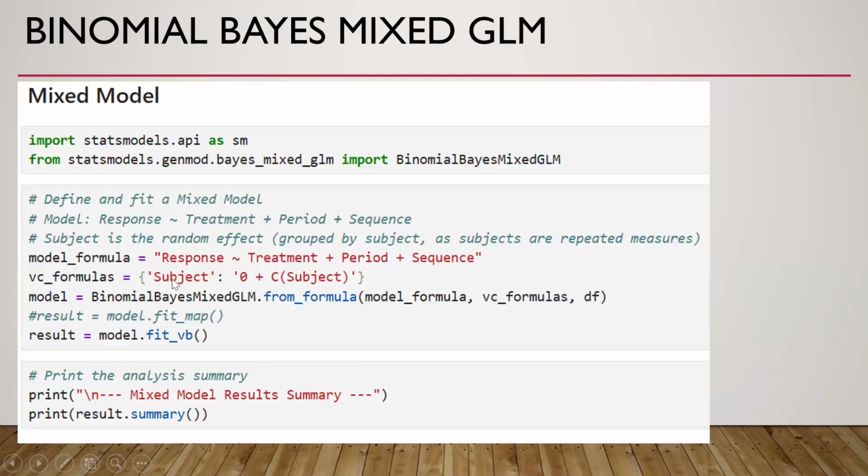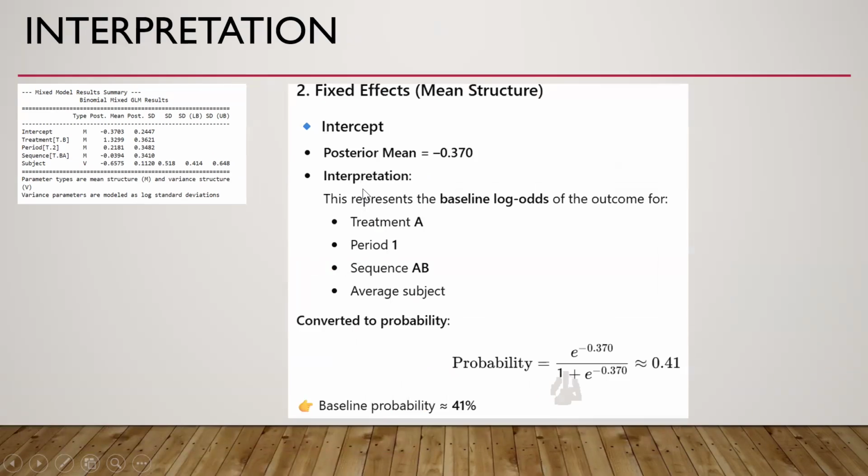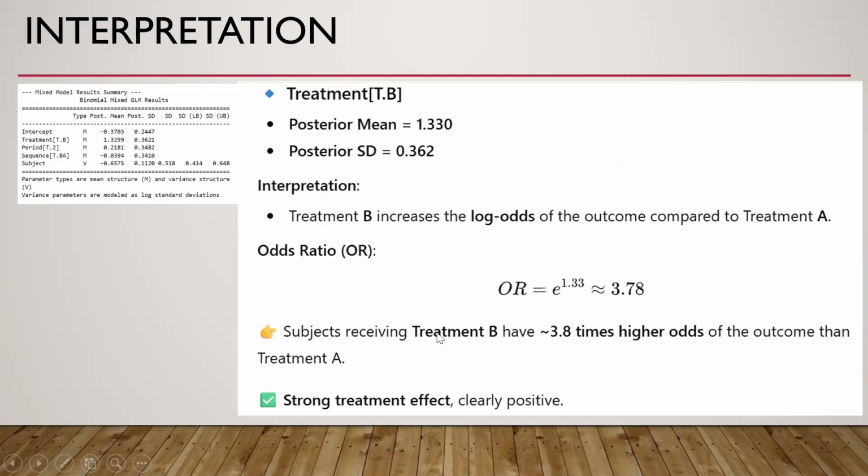If you focus here, this is for the random effect, the VC formula. Here we have taken the subject variable. For the fixed effects, the baseline probability is 41%. That is for treatment A.